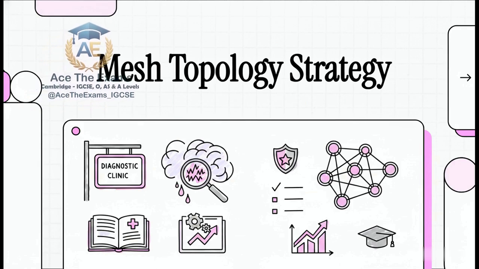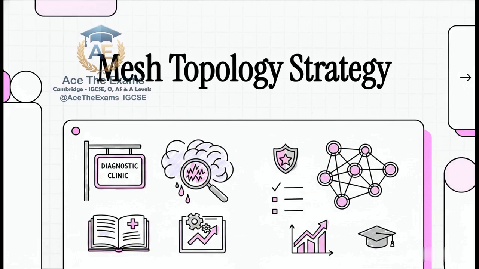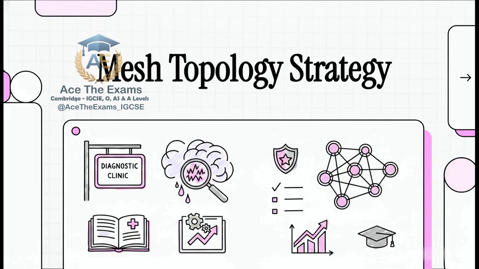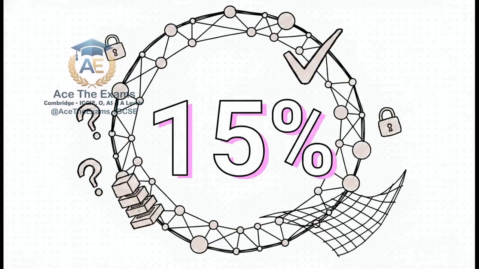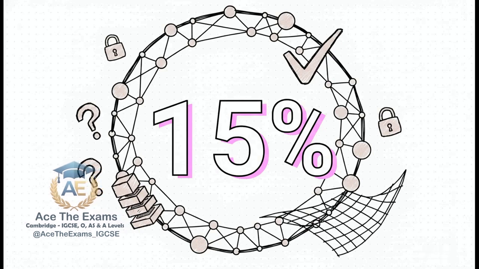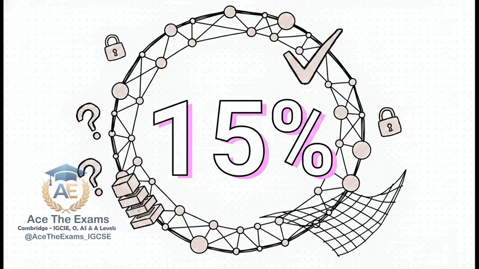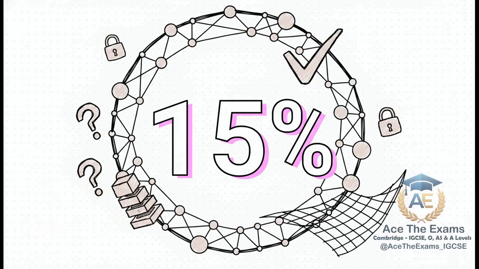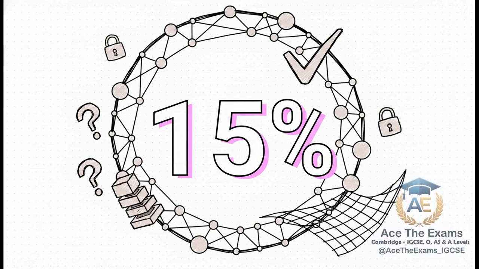Today, we are going to look at the anatomy of a perfect answer, focusing specifically on a highly technical topic that trips up thousands of students like Alex and Sam every single year: mesh topology. 15. I want you to let that single number sink in for a moment. This topic, mesh topology, and specifically its advantages and disadvantages, accounts for a massive 15% of the total marks in your Paper 2 exam. Think about that.